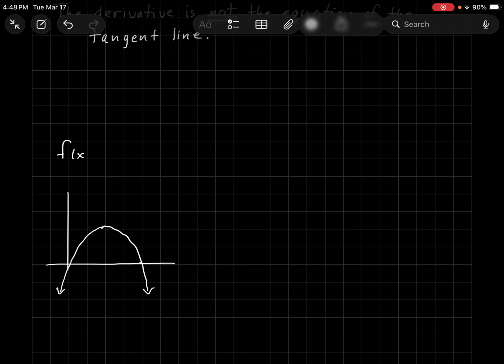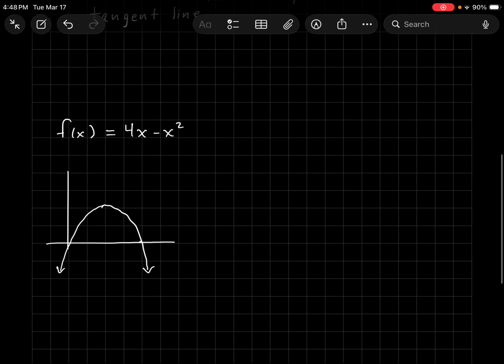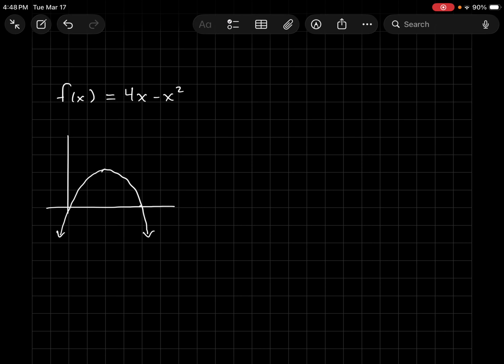And let's start with the function f of x equals 4x minus x squared. And we want to write the equation of the tangent line at x equals 1. Now, whenever you're writing lines, you need three things. You need the x, you need the y, and you need the slope. Now, you could have other things, but I like to say it this way. When you're writing the equation of a line, you need an x, you need a y, and you need a slope. So, I gave you x equals 1.